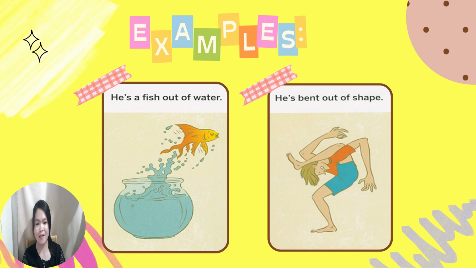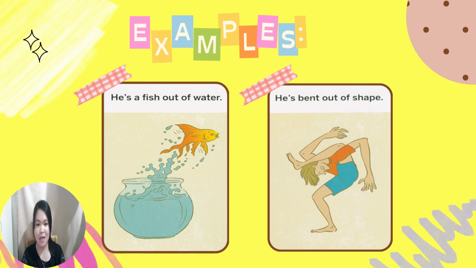All right, for the next example: he's bent out of shape. So what does this mean? Does this mean that this person is flexible? What do you think? Come on. Yes. No, actually, it doesn't mean that the person is flexible or can move his body.